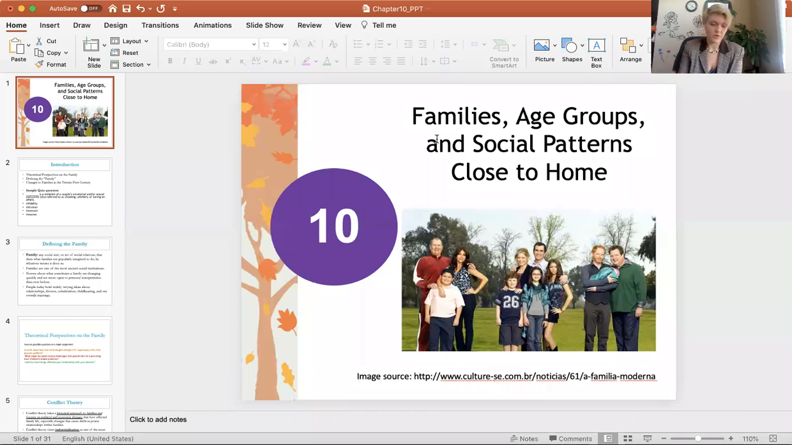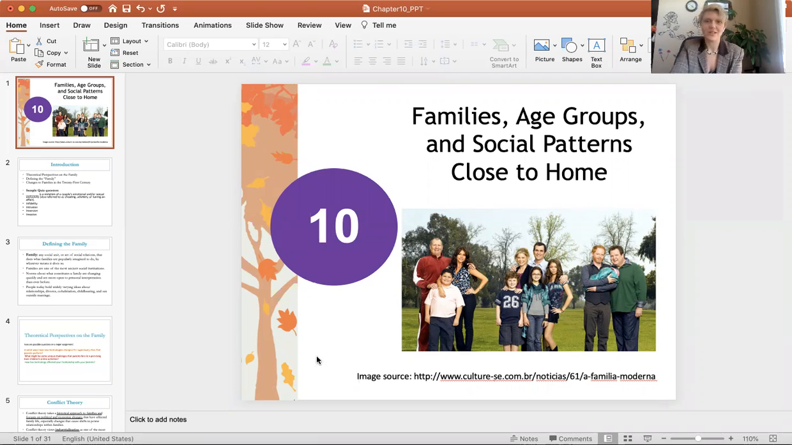So the 10th chapter, as I said, helps us to analyze and understand the role of families in society. And we'll look at perspectives, portrayals, and theoretical approaches to what family as a social unit is. We will also think about the significance of age groups and the kind of social patterns that emerge from different family organizations or social patterns near the home, so around the kind of family structure.